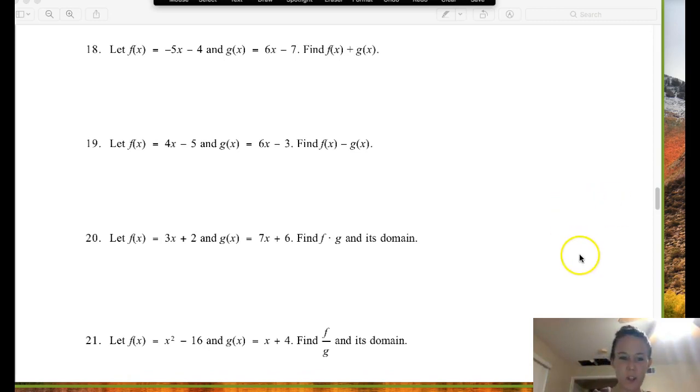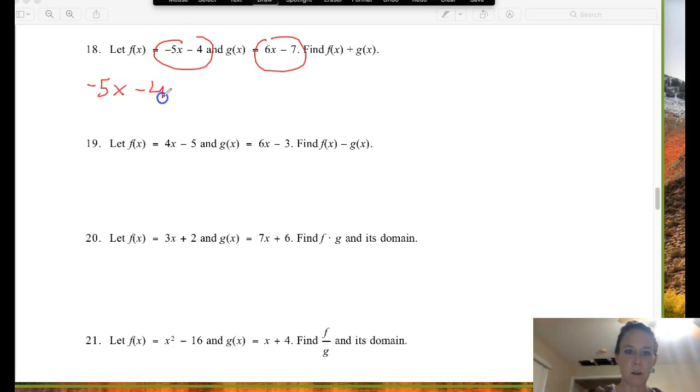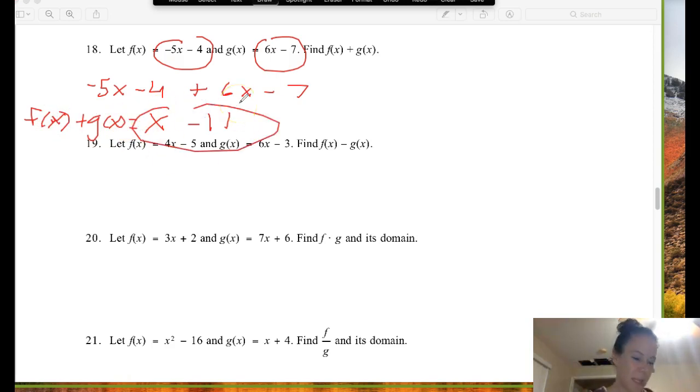We're just adding functions. These are super easy. Once again, review from Math 1, just a little more complicated. You're adding the f function and the g function. You literally just take the f function and you add it to the g function. So I just go -5x minus 4 plus the g function, 6x minus 7. Combine like terms, -5x's plus 6x's is 1x. -4 minus 7 is -11. So f of x plus g of x equals x minus 11. That's all you have to do.